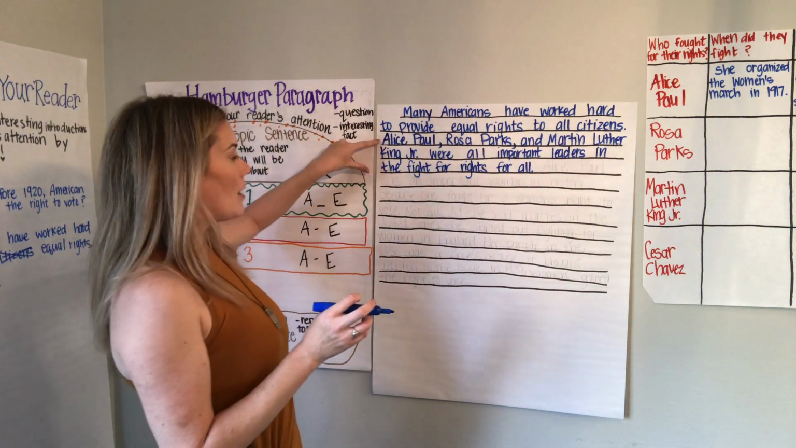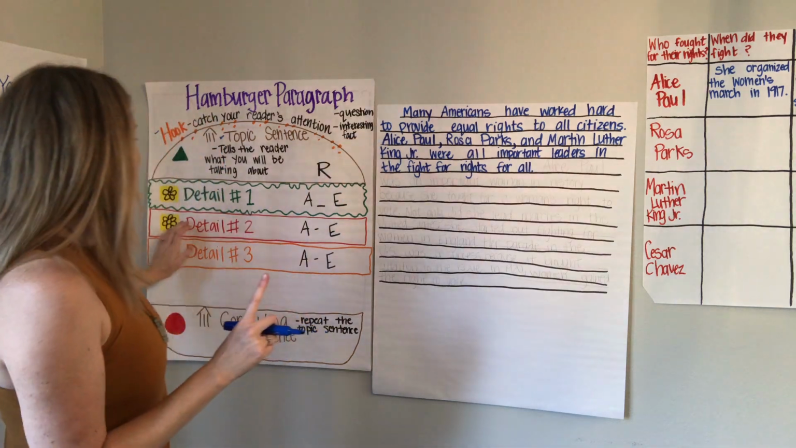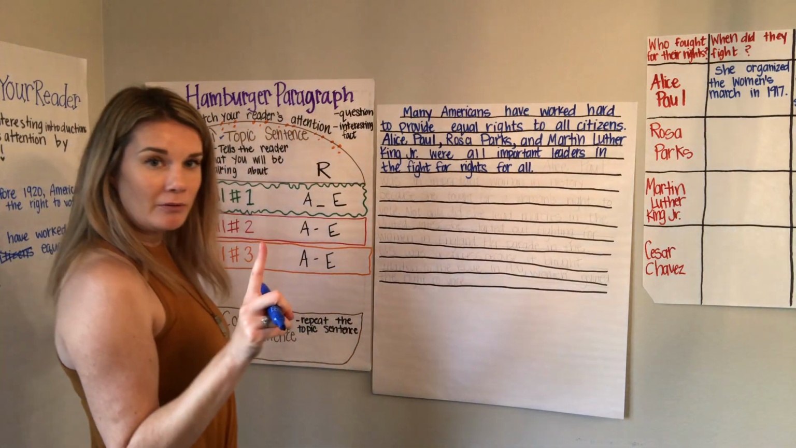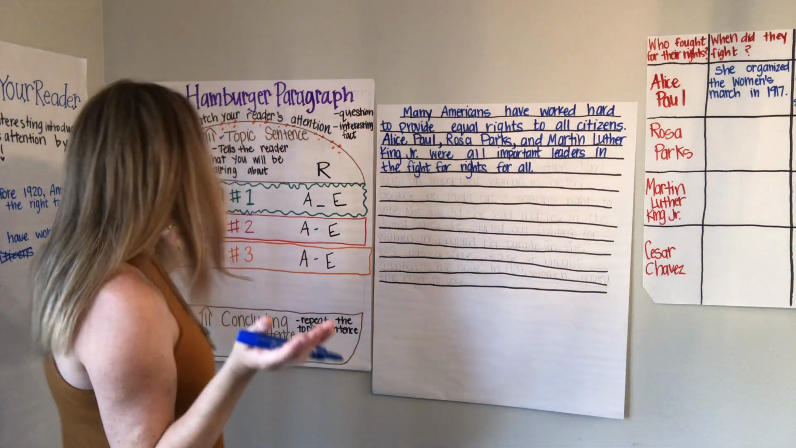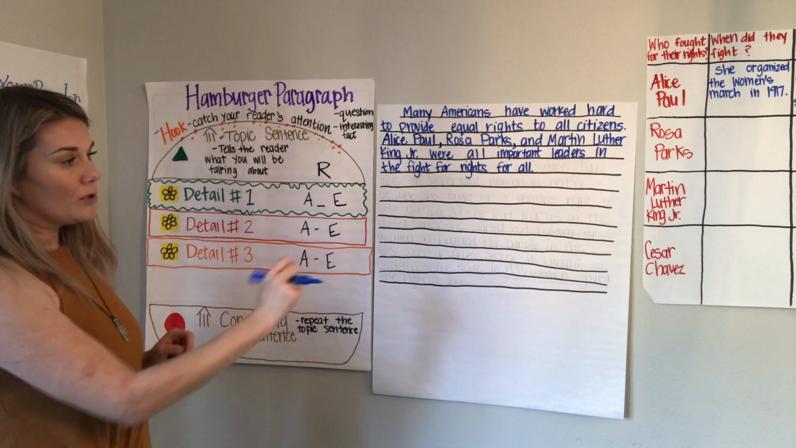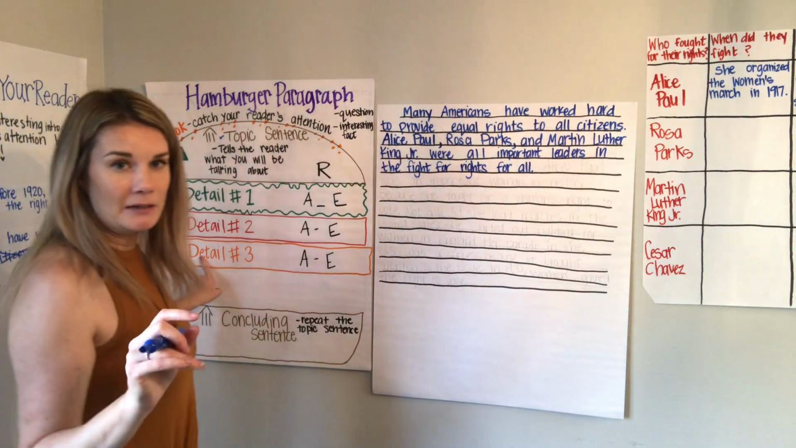The first detail, I'm only going to be focusing on one person, Alice Paul. The second detail, I'm only going to be focusing on one person. You get to choose who you want to focus on. It could be Martin Luther King, Rosa Parks, or Cesar Chavez. And then for your third detail, same thing, you choose.